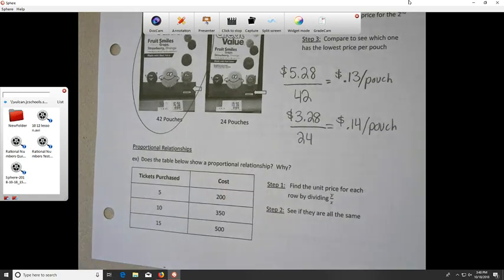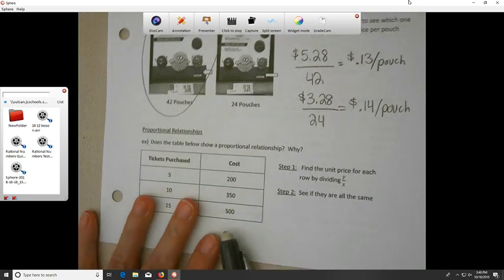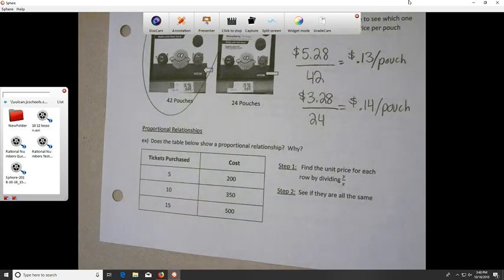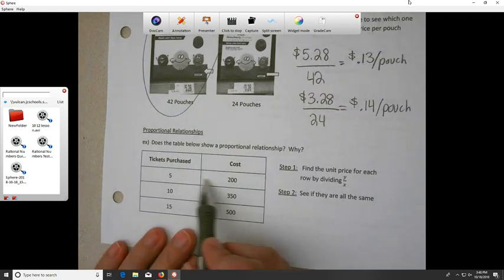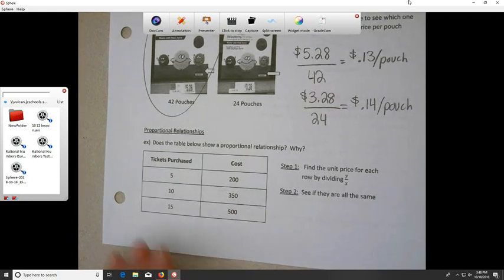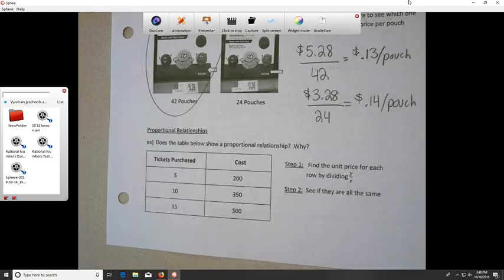The next thing we did in this chapter was looking at a table of values and deciding if that's a proportional relationship. So if I look at my table here, the first way you can tell it's proportional is to see if there's some number that you could multiply or divide by every time to get from X to Y. When your numbers get bigger like this, it's a little bit harder to figure that out. So our backup plan is we can divide.